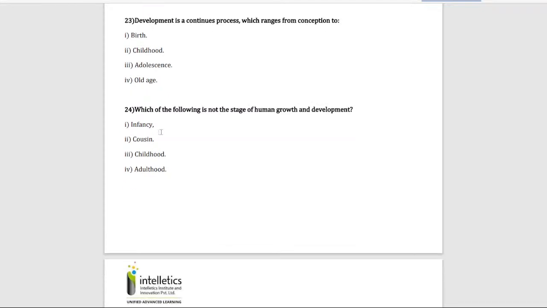Question number 23. Development is a continuous process which ranges from conception to dash. First, birth. Second, childhood. Third, adolescence. Fourth, old age. And the correct answer for this question should be fourth, old age. So development is a continuous process which ranges from conception to old age.